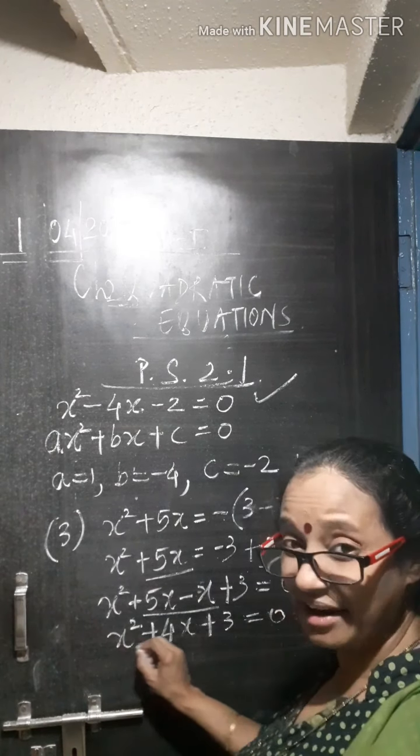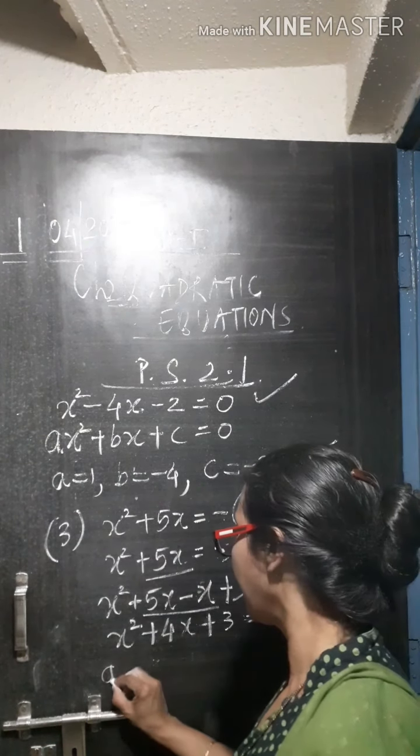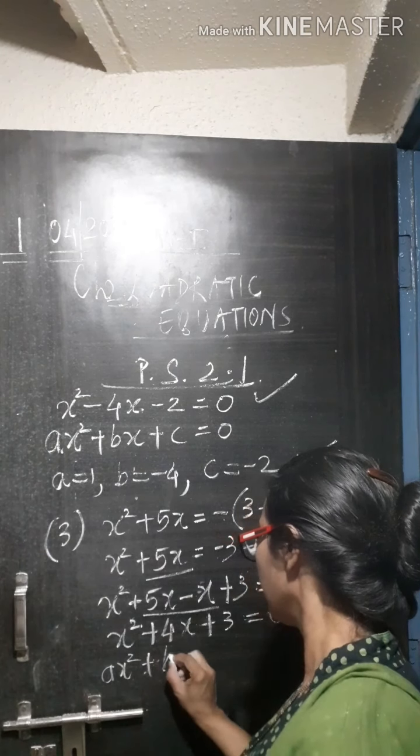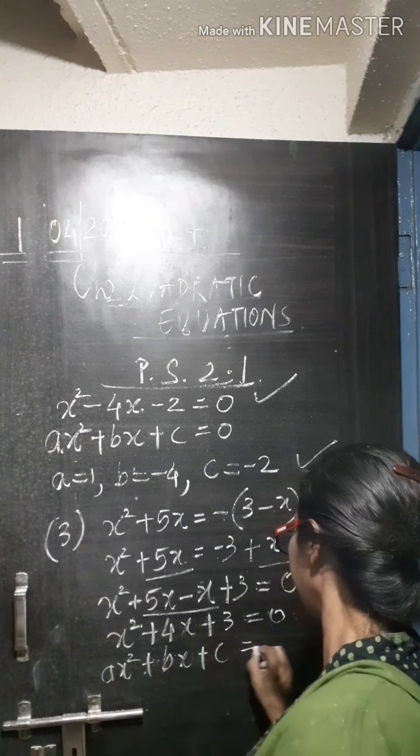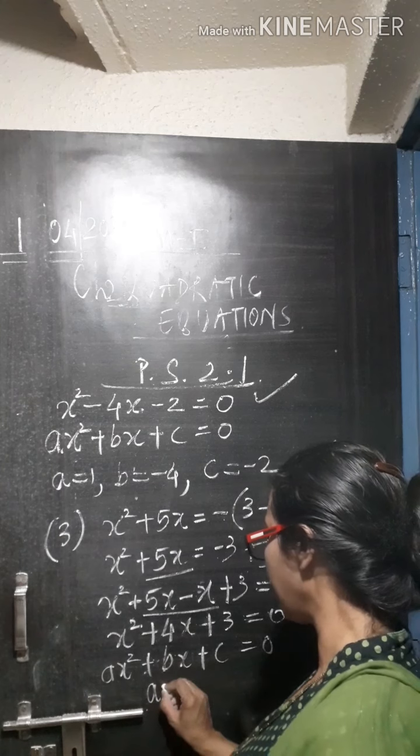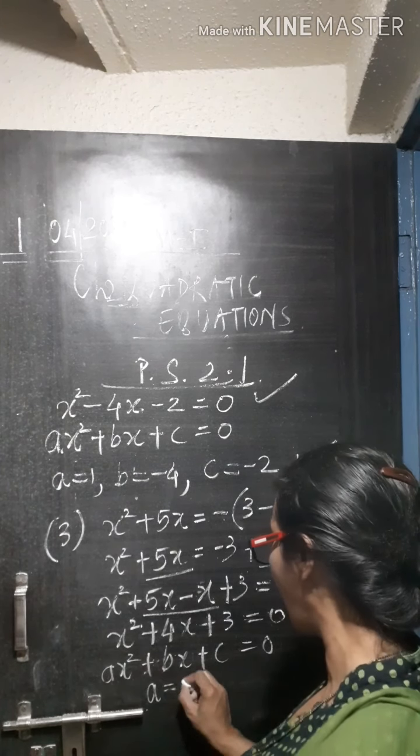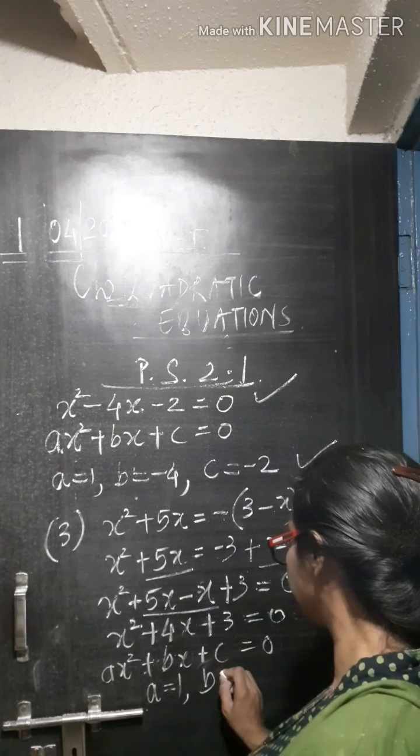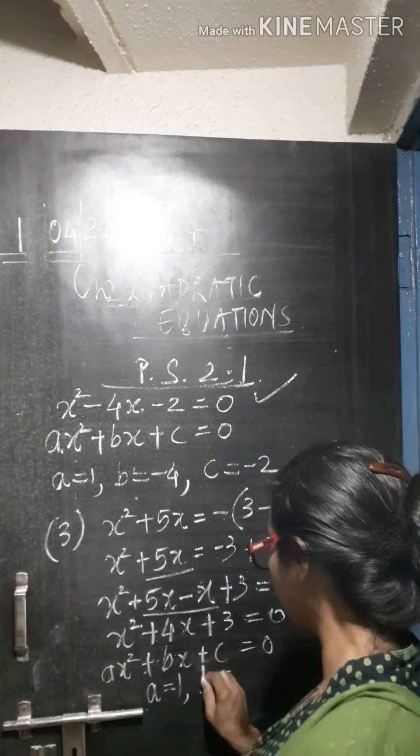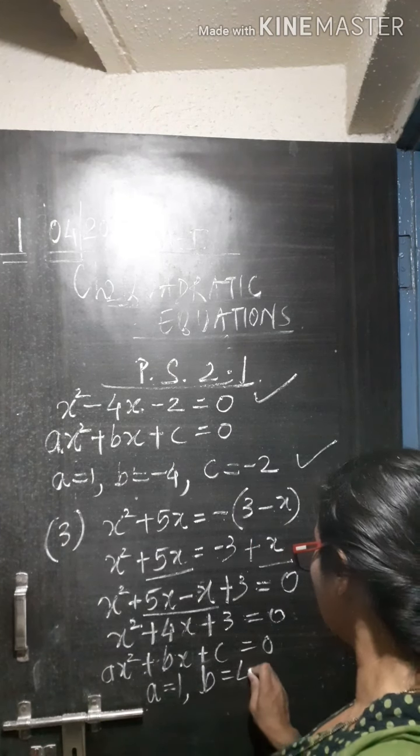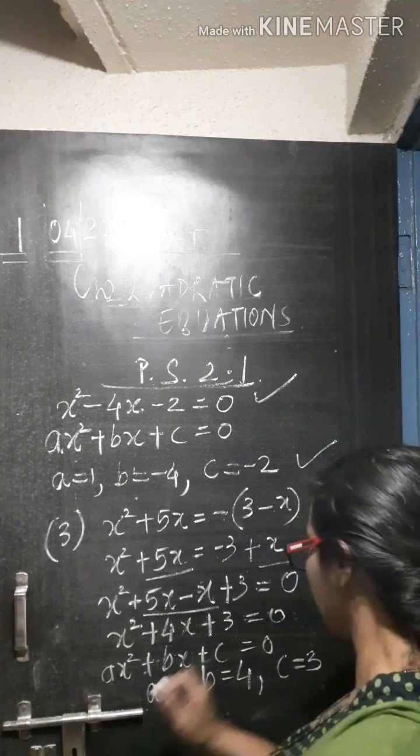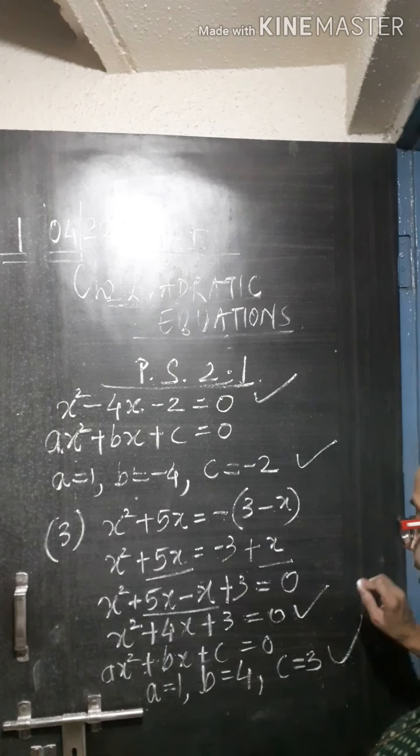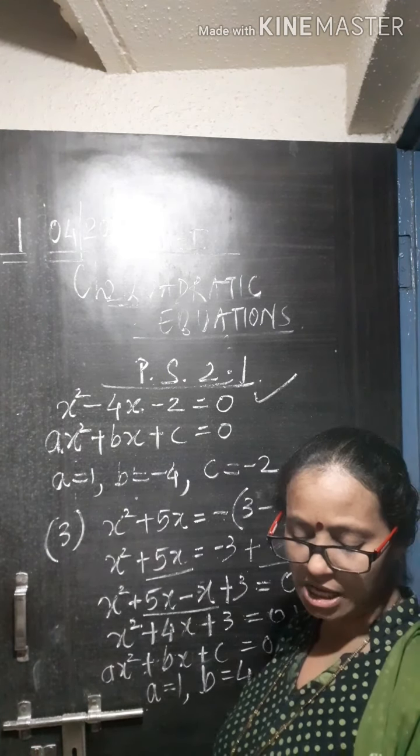Again I have got the standard form of the equation. So I compare with the standard form, and I get the a, b, c values. a is equal to 1, b is equal to 4, and c is equal to 3. So I get the standard form and the a, b, c values once again. This is how you are going to solve the rest of the questions.